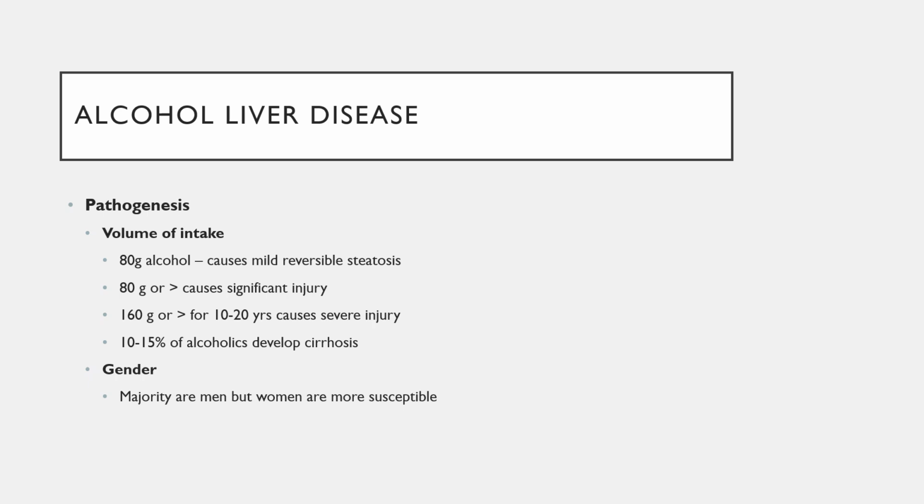But here is something many people don't realize. Only about 10 to 15% of chronic alcohol users develop cirrhosis. So what gives? Genetics, metabolism differences, nutrition, and hormonal factors. Which leads us to the next point: gender susceptibility. Women develop alcohol-related liver injury at lower doses than men.